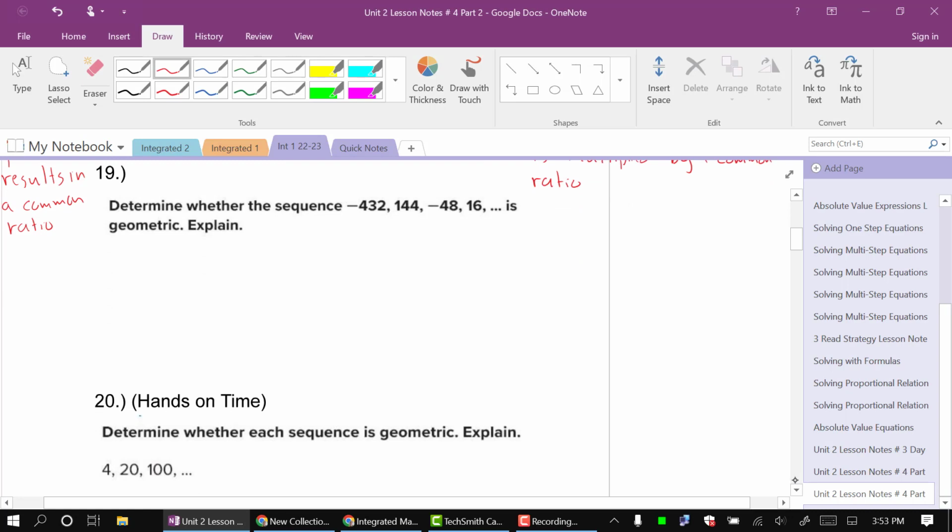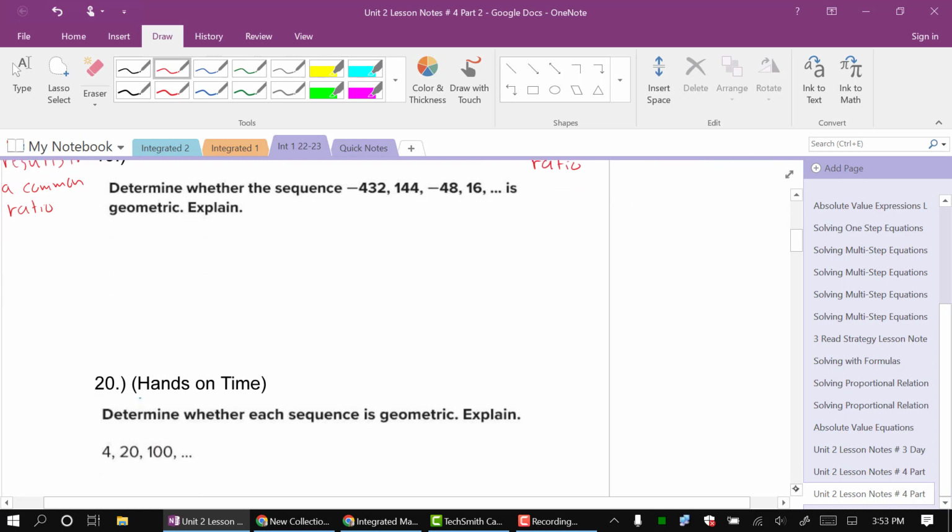So I want to determine whether the sequence is geometric, and then I'm going to explain it. I'm going to start off by finding a common ratio. I'm going to divide the second term by the first term. So 144 divided by negative 432. And when I divide these two, I end up getting the fraction negative 1/3.